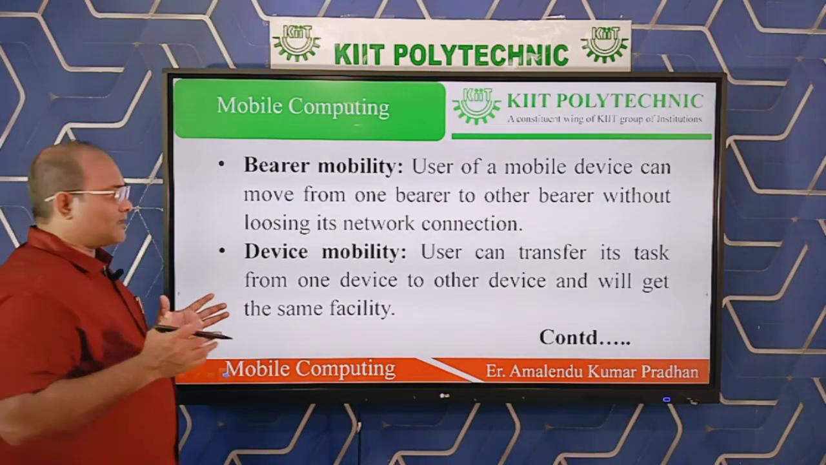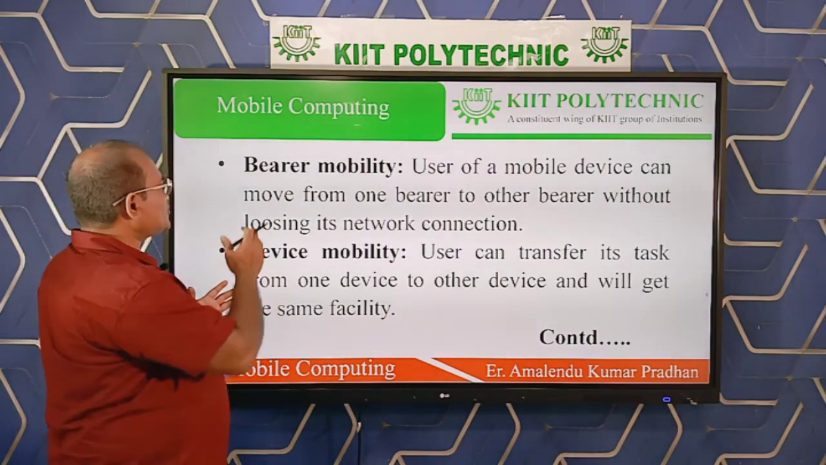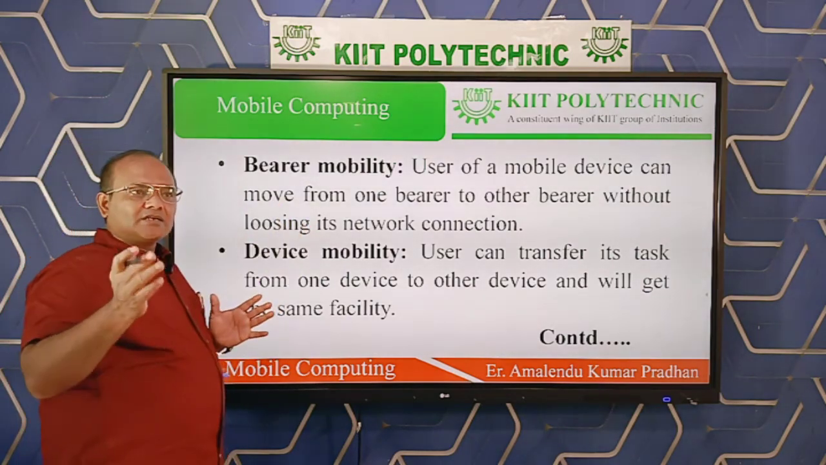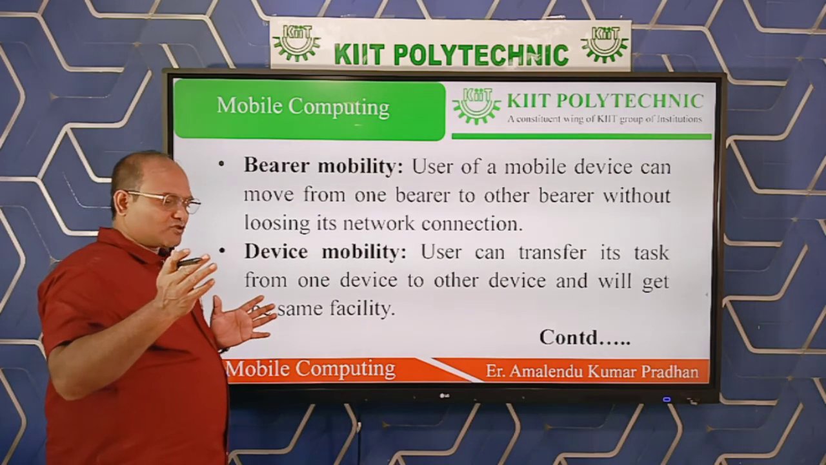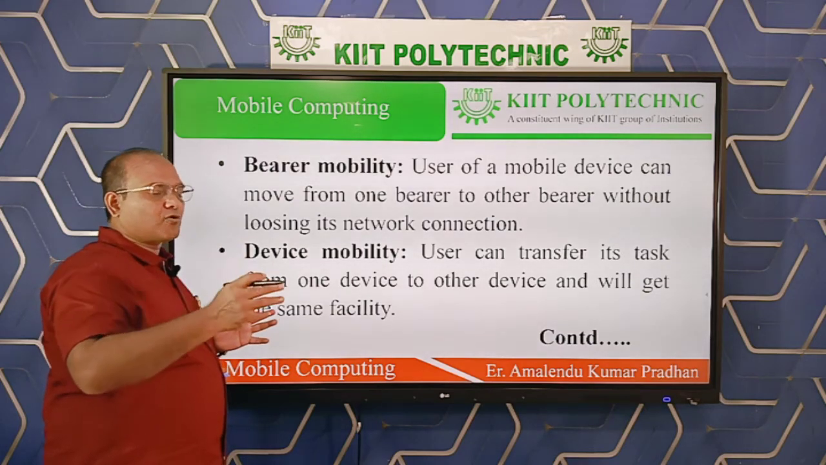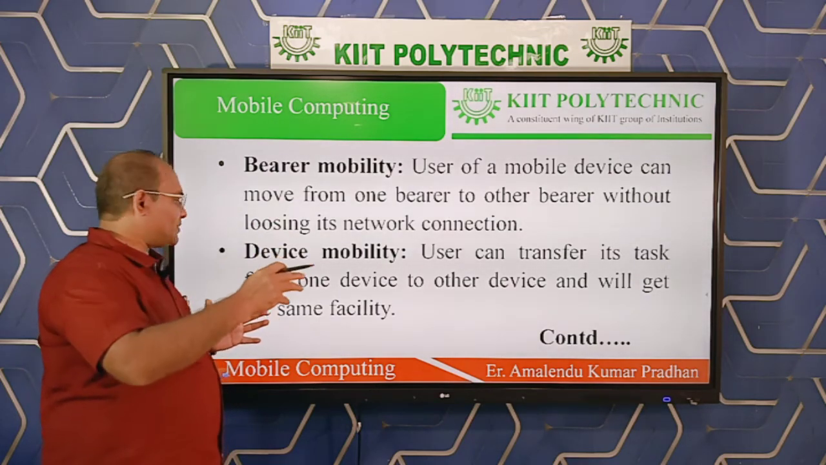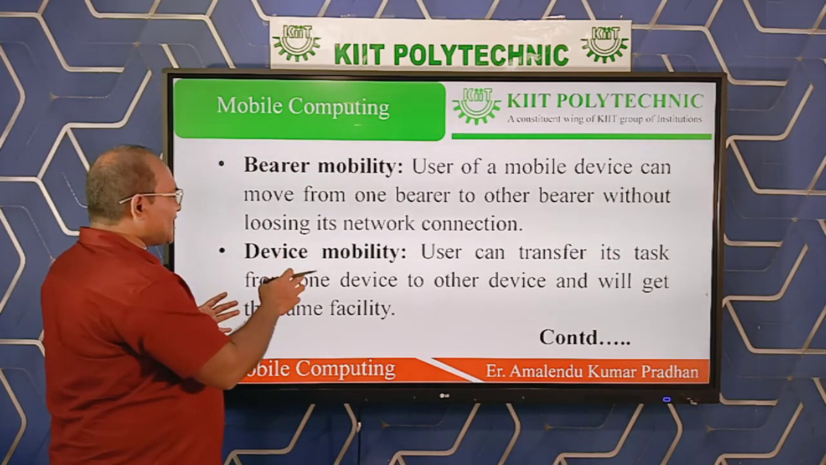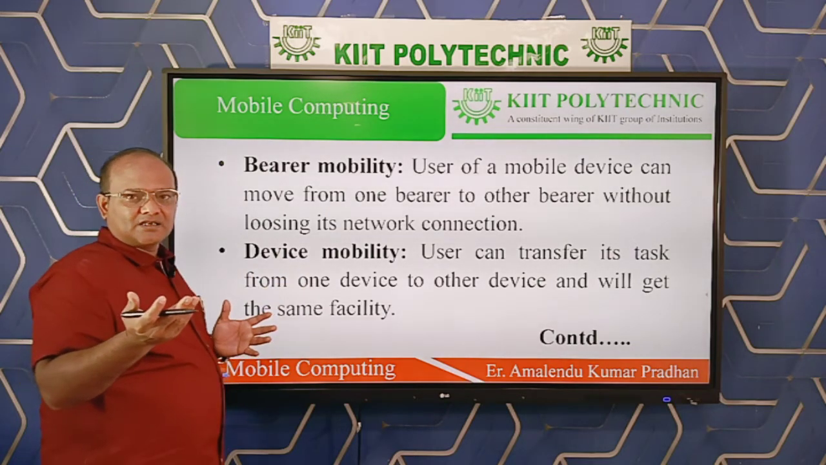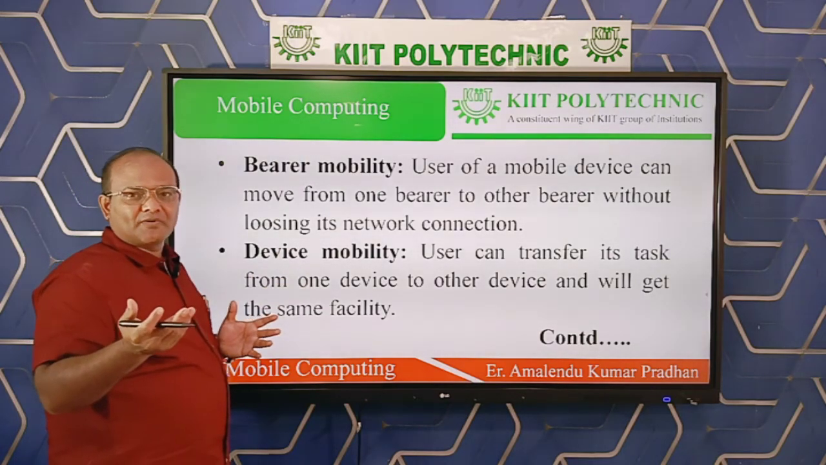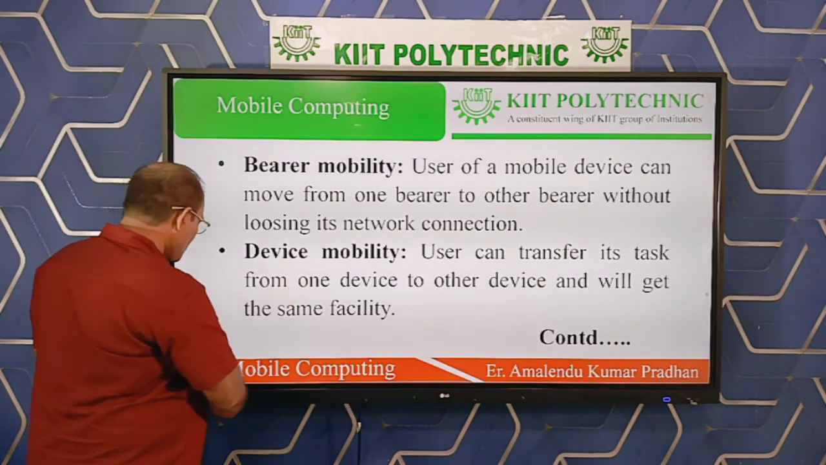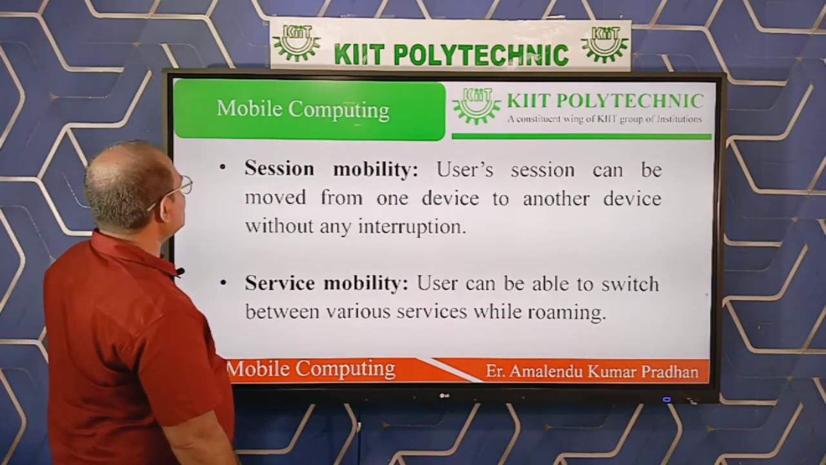This is called bearer mobility. The internet service provider can move from one place to another place. Then another one is device mobility, which means your handset. You are roaming with your device. Matlab tumhara device roaming mein hai. This is called device mobility.